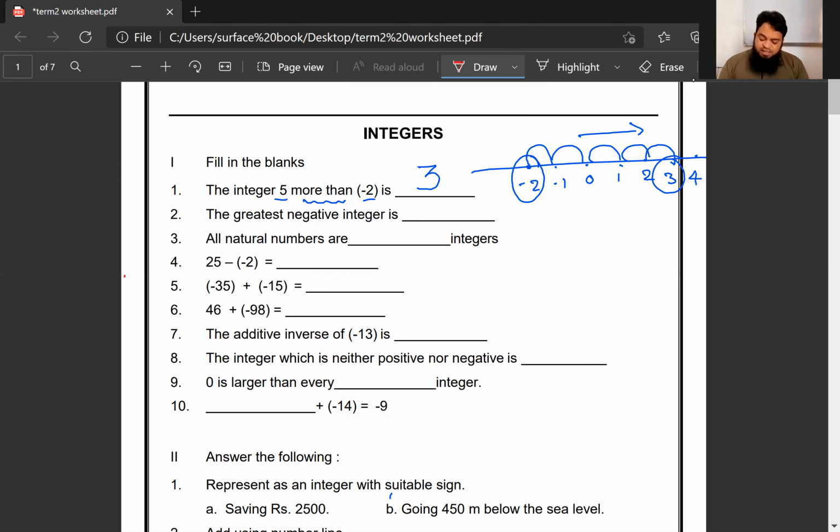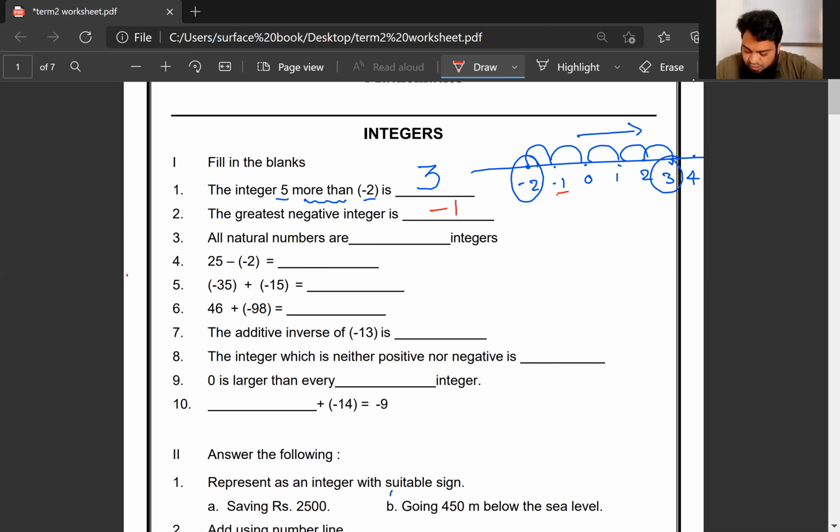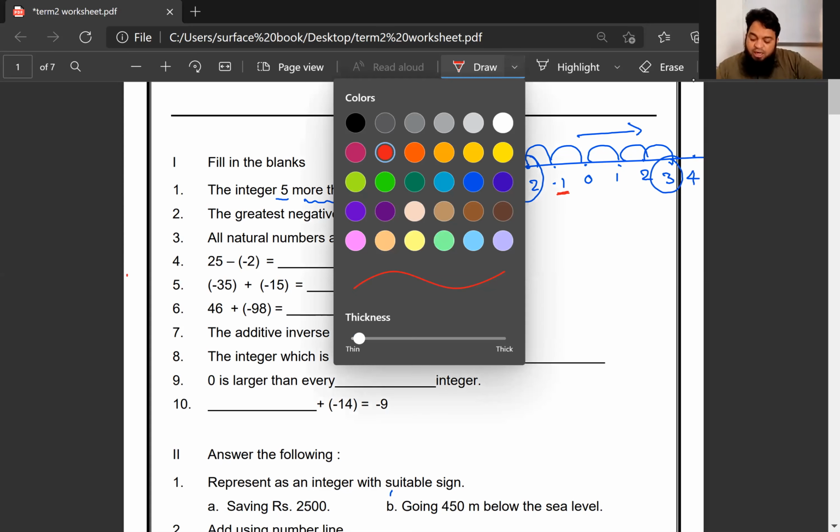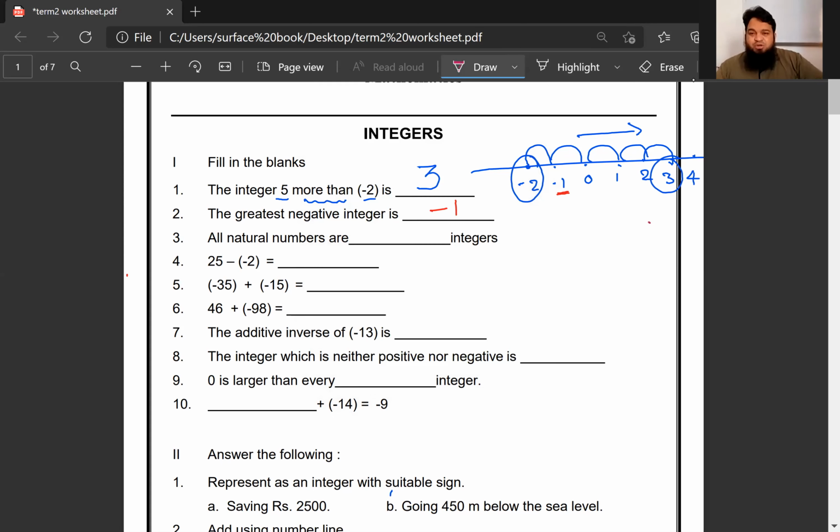The greatest negative integer is, already we have discussed, -1, because as you move to the left of 0, the value decreases. So the highest value is -1. Good. Then all natural numbers. Students, can you tell me what are natural numbers? Natural numbers are the numbers starting from 1. Is it right? So from 1, 2, 3, 4, and so on, these are called positive integers.